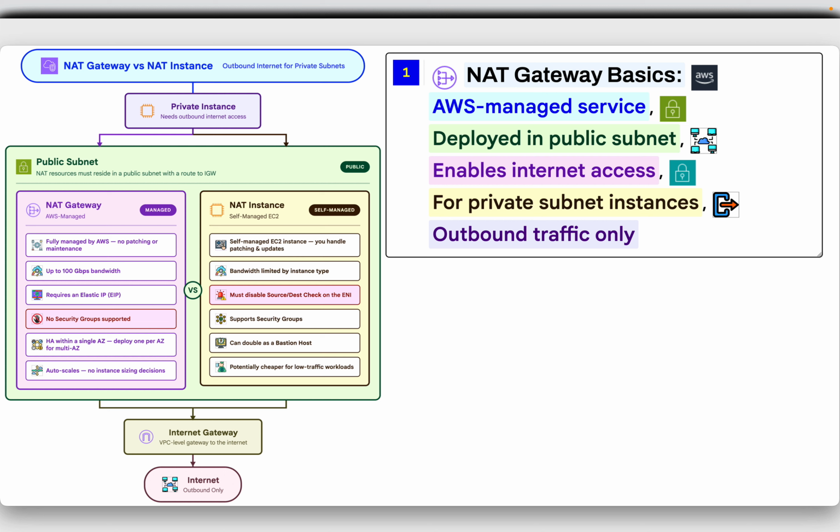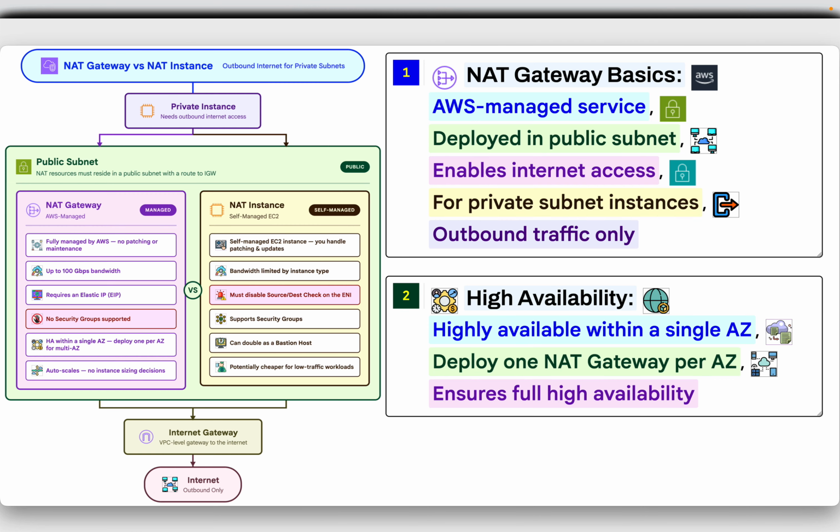So NAT Gateway is an AWS managed service deployed in a public subnet. It enables internet access for private subnet instances and supports outbound traffic only. NAT Gateway is highly available within a single AZ. You deploy one NAT Gateway per AZ to ensure full high availability across your VPC.